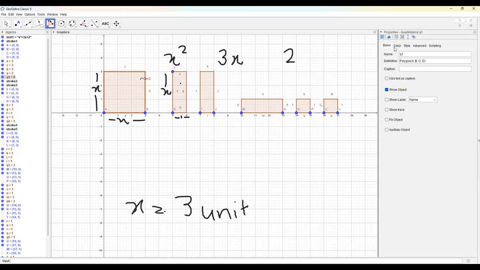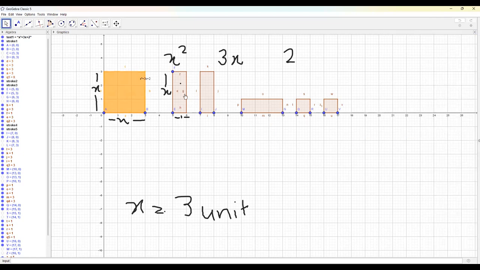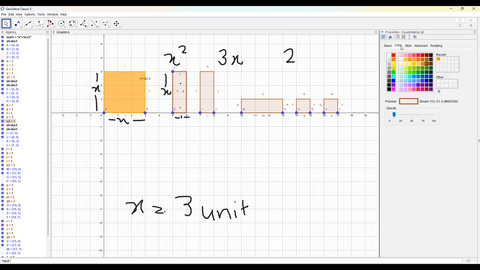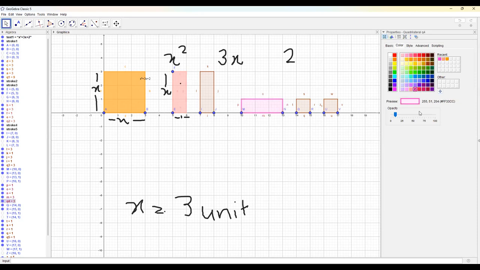In object properties, we have color options, basic and color. I'm going to change the color of this object to orange. So I have changed the color. You can also change the color of this object by using the same method, color options. So I'm changing the color of this object without taking much more time.